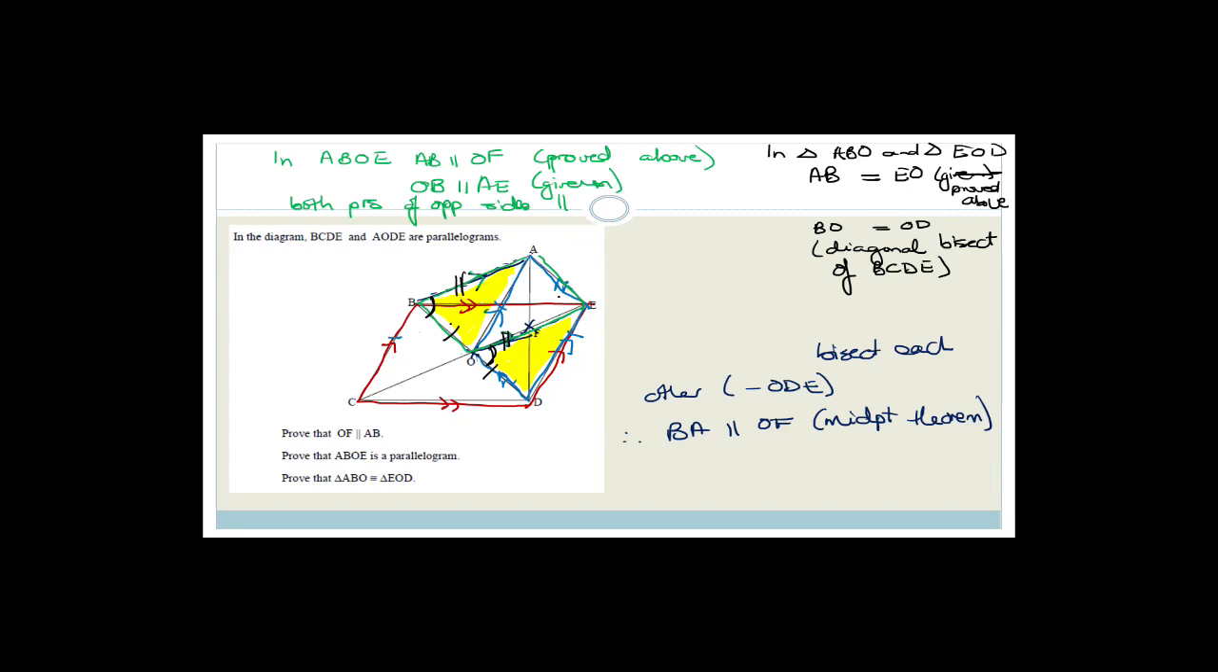And then finally, we know that this angle here is equal to this angle. Angle ABO is equal to angle EOD, because they are corresponding angles. Therefore we can say that this triangle is congruent to that triangle, and the reason would be side, angle, side.